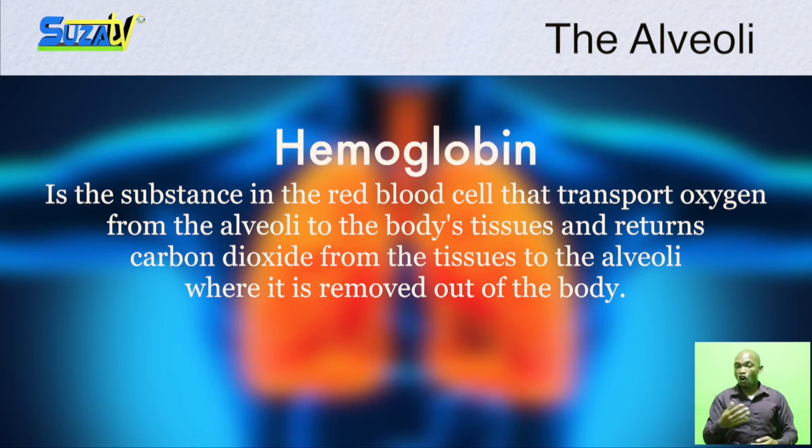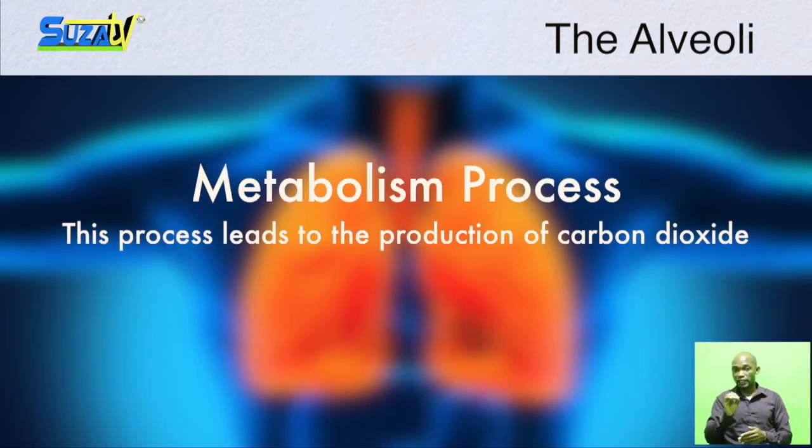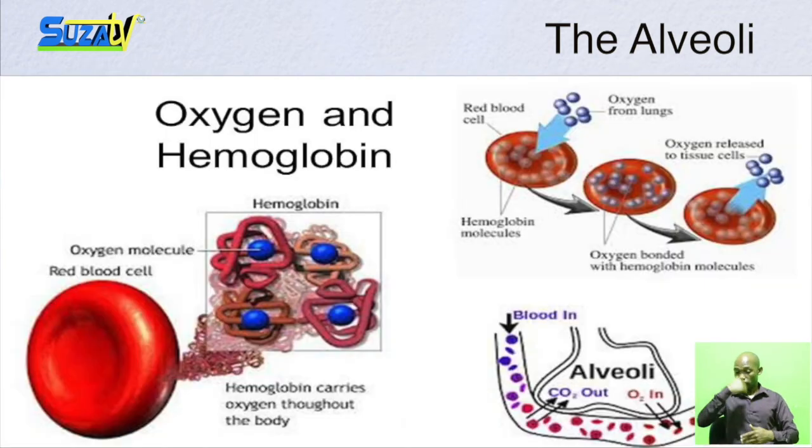Hemoglobin is the substance in the red blood cell which transports oxygen from the alveoli to the body's tissues and returns carbon dioxide from the tissues to the alveoli, where it is removed out of the body. When it reaches the tissues, the oxyhemoglobin breaks and the oxygen is released to the tissue, where it is used in metabolic processes like respiration. The process of metabolism leads to the production of carbon dioxide.